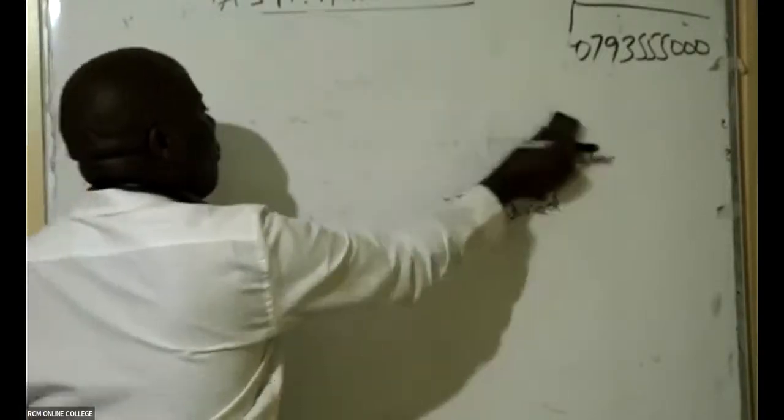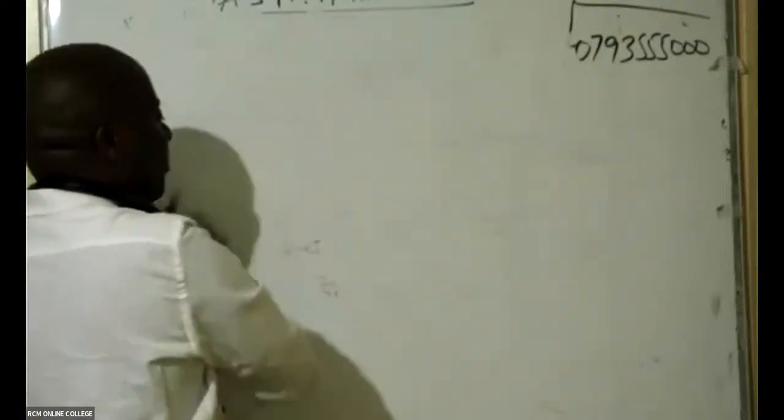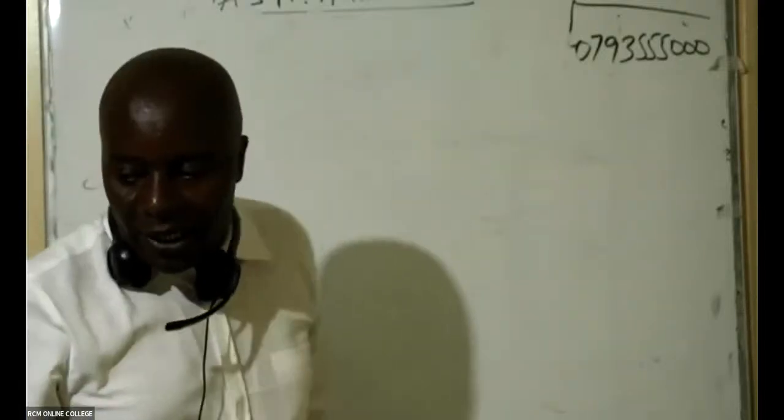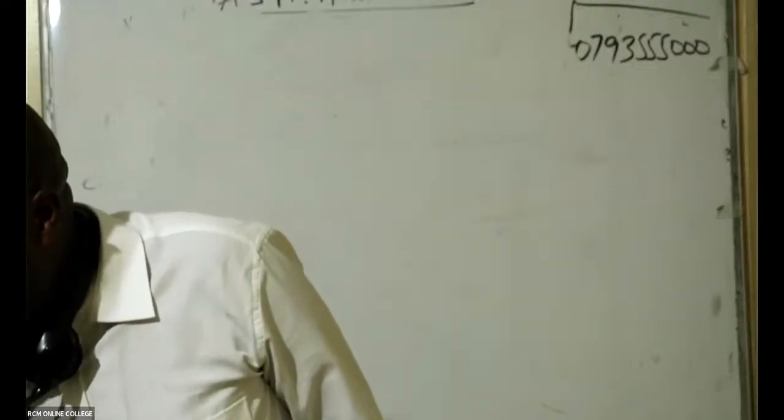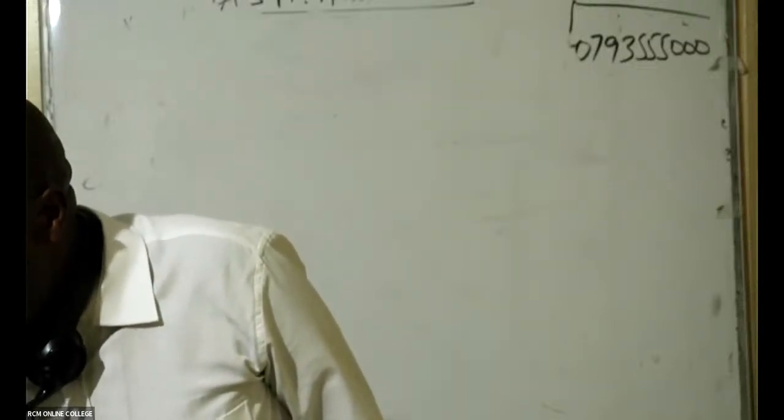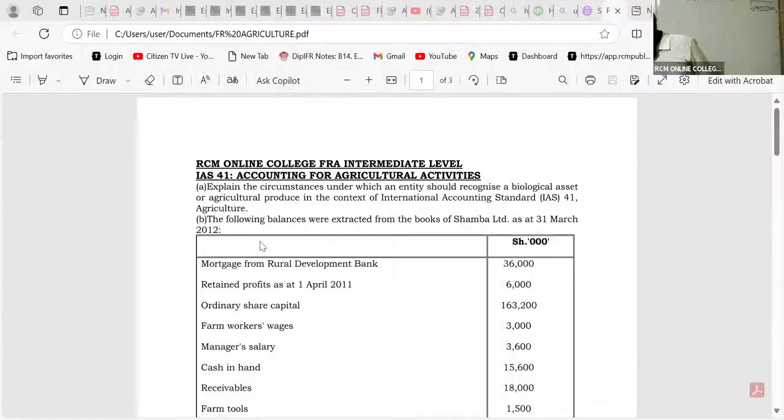Thank you. But from there, they want us to do something very easy here. They have given us this second question. In this second question, what do they want us to do for them, my students? They've told us here, the following balances were extracted from the books of Shamba Limited as of 31st March 2012.